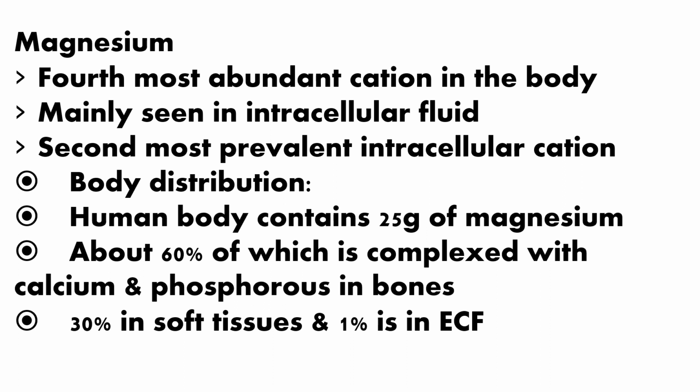Now, one important thing regarding magnesium is that it is the fourth most abundant cation in the body. We have sodium, we have potassium, we have magnesium, we have manganese. So it is the fourth most abundant, and the second most abundant among intracellular cations. It is mainly seen in the intracellular fluid. The total body content of magnesium is 25 grams. Out of this 25 grams, 60% is present in the bones, where it complexes with calcium and phosphate. 30% is present in the soft tissues, and only 1% is present in the extracellular fluid.